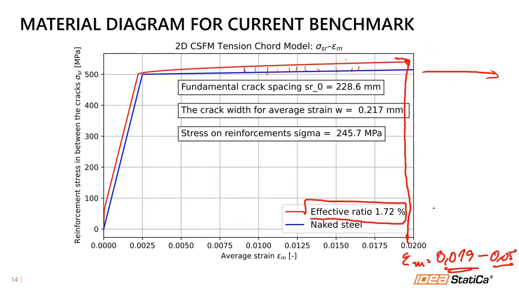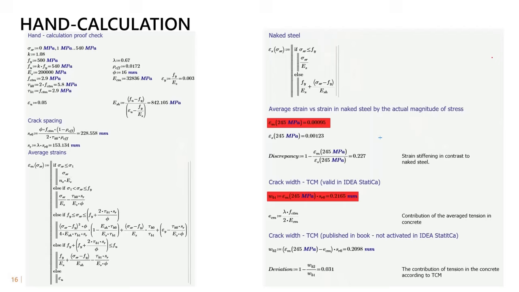But the threshold, as I was mentioning, fu is always the same for all the levels of the reinforcement ratios. You need to reach the maximal strength on the rebar. Hand calculation. So this is the proof that everything is working well and is well established and well developed. So what you need to have are some inputs.